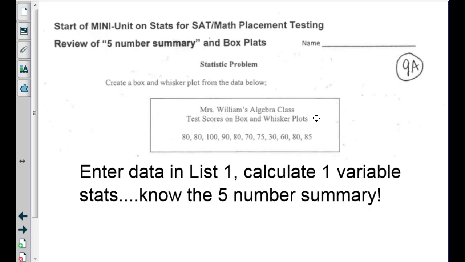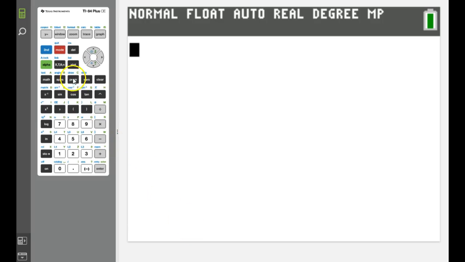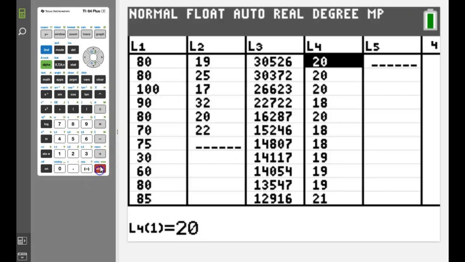Will you enter these scores for Miss Williams' algebra class into list 1? So it's stat, enter, make sure you put them in list 1. Is anybody missing list 1 because it's been deleted?